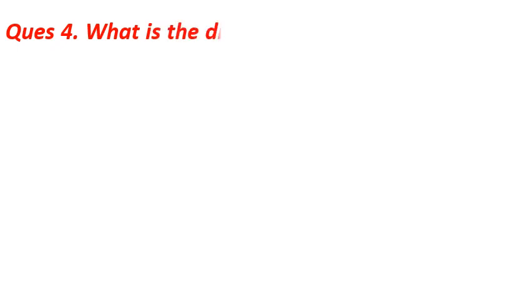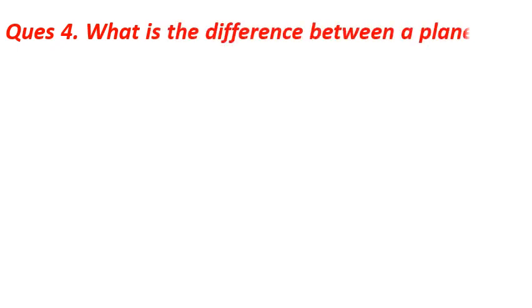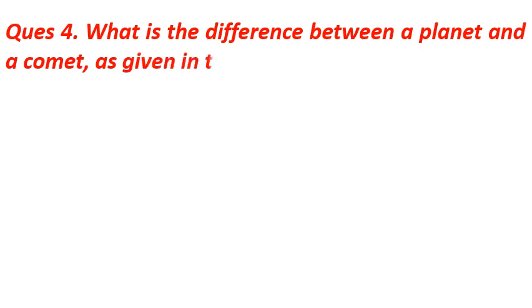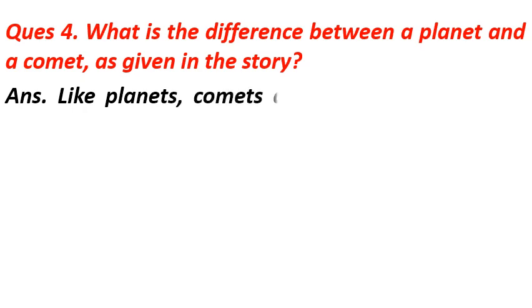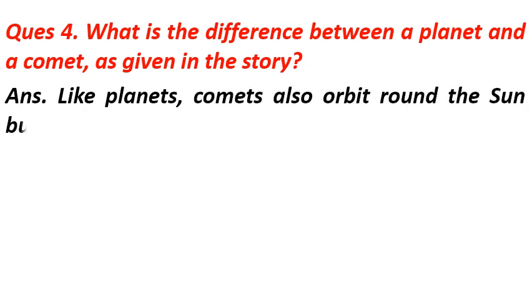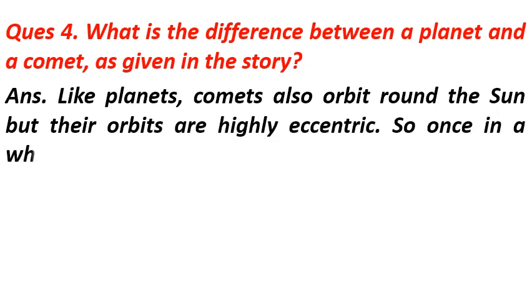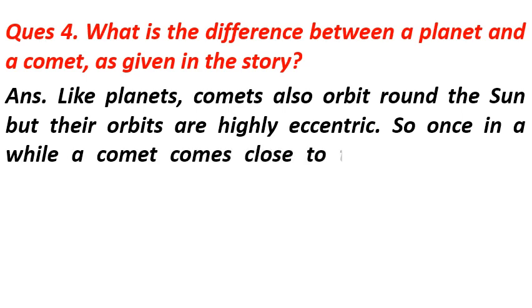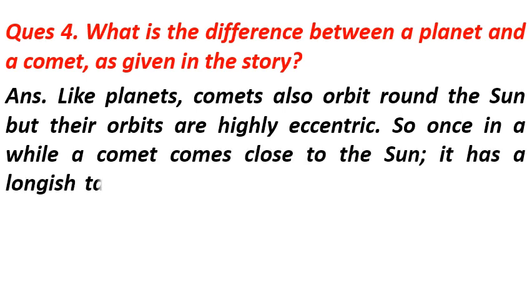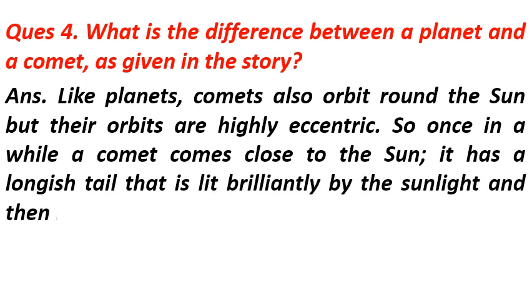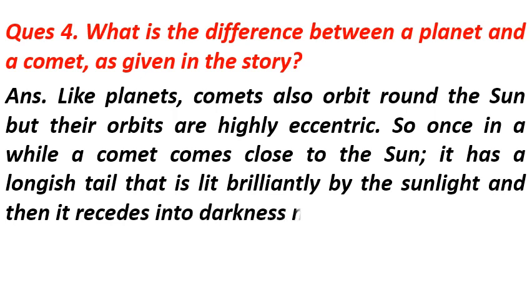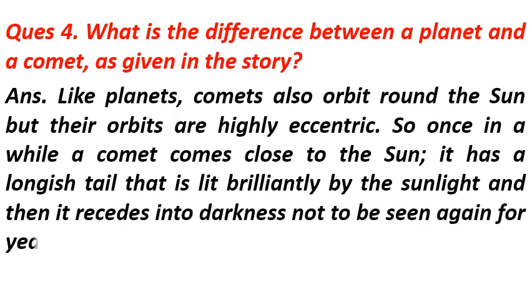Question number 4 is, what is the difference between a planet and a comet as given in the story? The answer is, like planets, comets also orbit round the sun, but their orbits are highly eccentric. So, once in a while a comet comes close to the sun. It has a longish tail that is lit brilliantly by the sunlight, and then it recedes into darkness, not to be seen again for years or for centuries.